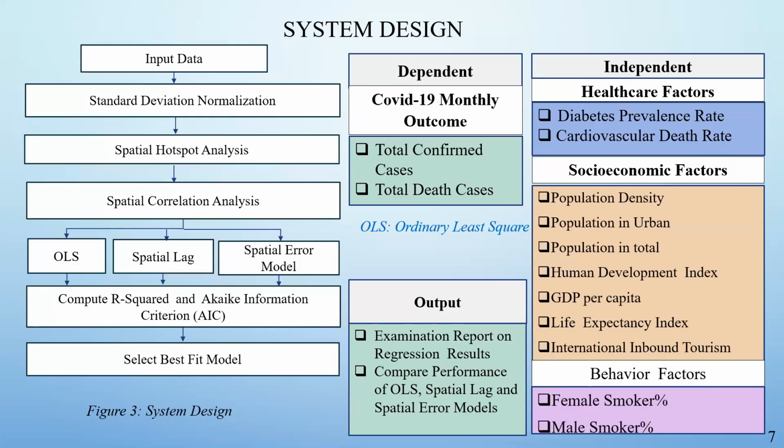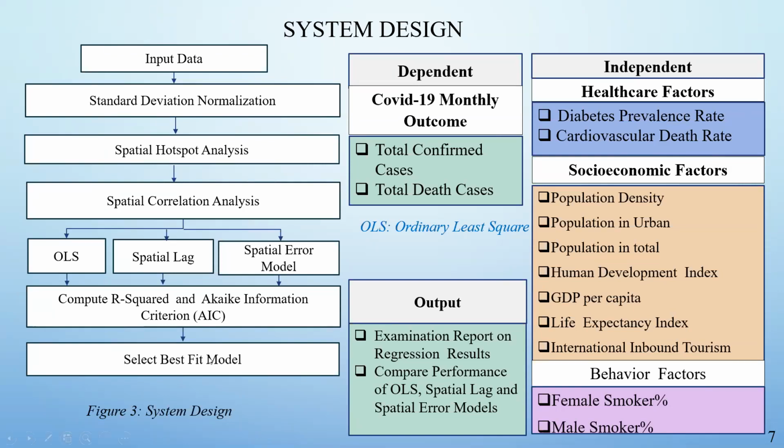This is the system design of my proposed study. It is very simple. I did standard deviation normalization on my input data, and then I performed the spatial hotspot analysis, because when we are doing spatial correlation analysis, we need to check whether our data are spatially correlated or not. Otherwise, the spatial regression method will not be useful. According to my spatial hotspot analysis, I found out that some kind of spatial relationship exists.